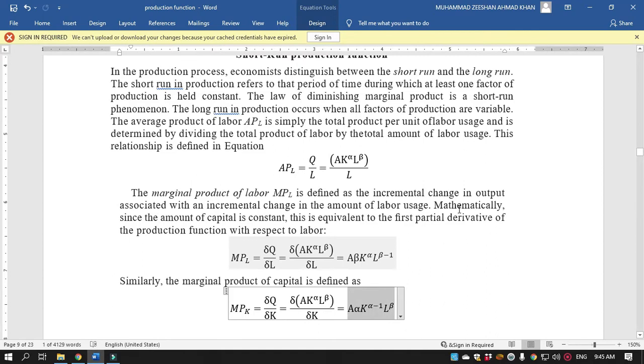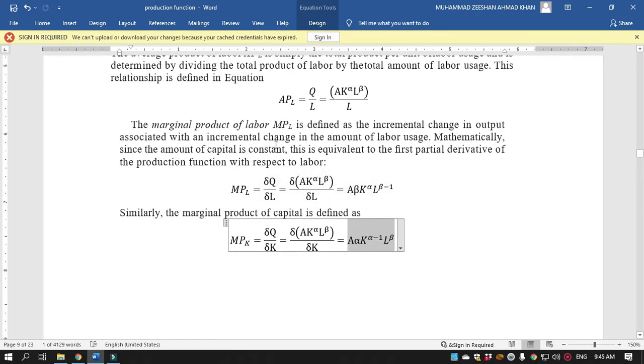There is another concept, the marginal product of labor or any other factor. We can calculate the marginal product of labor and the marginal product of capital. Here the marginal product of labor is defined as the incremental change in the output associated with the incremental change in the amount of labor used. Mathematically, since the amount of capital is constant, this is equivalent to the first partial derivative of the production function with respect to labor. In our case, our production function is the Cobb-Douglas production function, A K raised to power alpha and L raised to power beta.